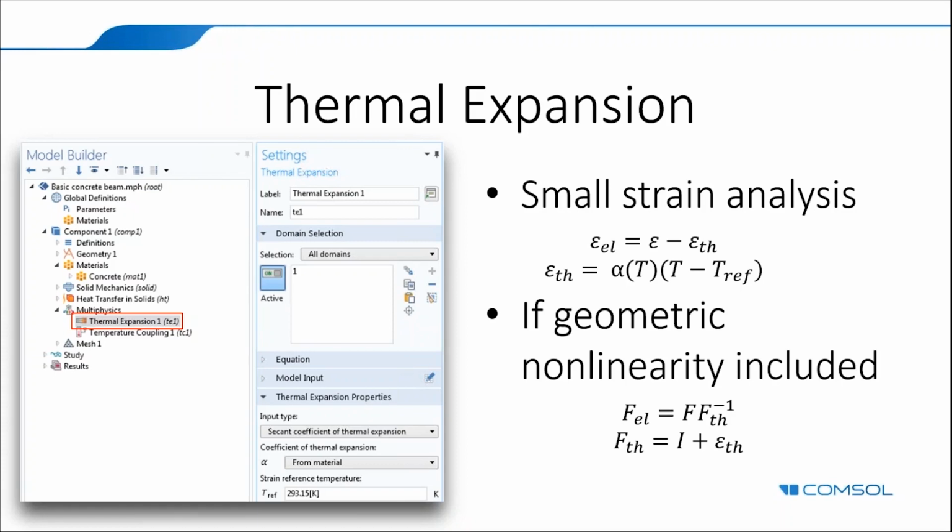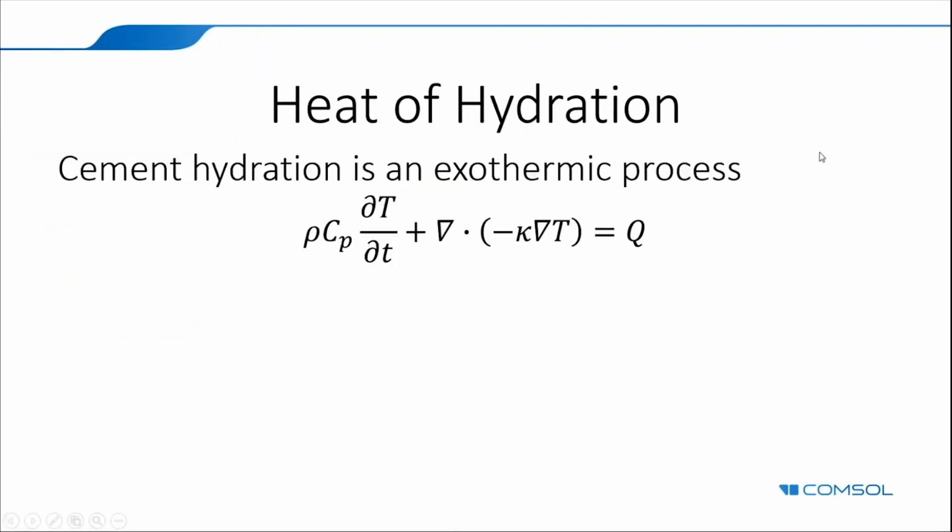And the thermal part will basically be the identity matrix plus the thermal strain tensor, because here we just don't have shear strains coming from the temperature. Of course, there will be shear strains coming from the mechanical loading. All right, that's the first part. And then the next part you want is heat of hydration. Now, for the heat of hydration part, we use the heat transfer interface.